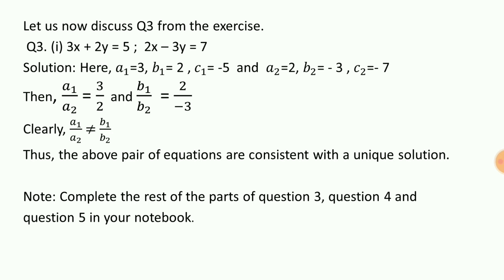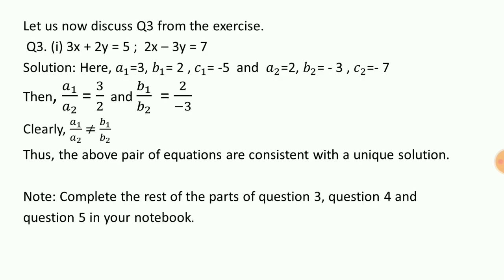Again, our first step should be to put them in the general form. So we will get 3x plus 2y minus 5 equal to 0 and 2x minus 3y minus 7 equal to 0. So A1 is equal to 3, B1 equal to 2, C1 equal to minus 5 and A2 equal to 2, B2 equal to minus 3, C2 equal to minus 7.